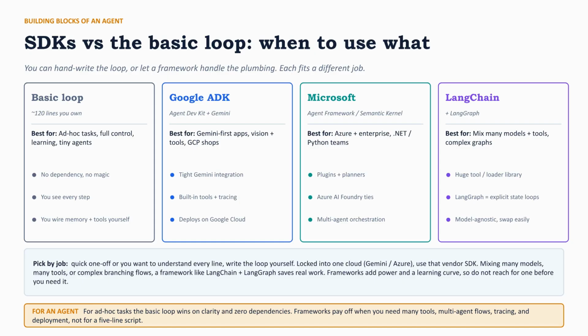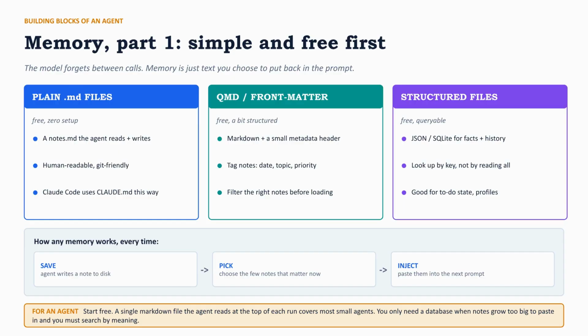Microsoft's Agent Framework and Semantic Kernel suit Azure and enterprise teams, and LangChain with LangGraph gives a huge library and explicit state loops while staying model agnostic. Pick by the job: handwrite it for a quick one-off, use a vendor SDK when locked to one cloud, and reach for a framework when mixing many models, tools, or complex flows. Frameworks add power and a learning curve, so do not reach for one before you need it, which is the heart of fast prototyping.